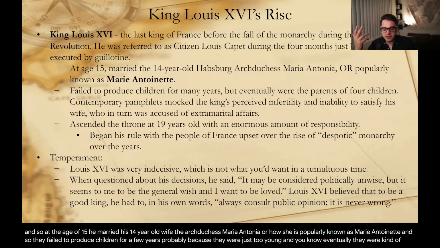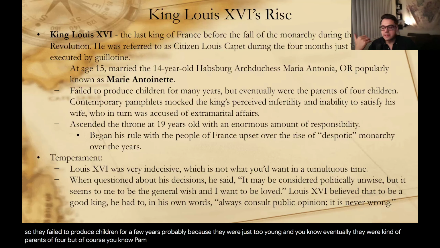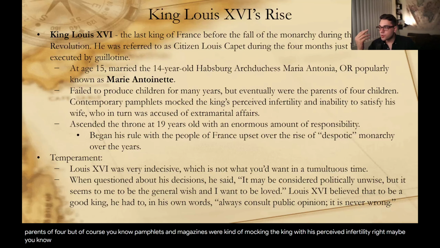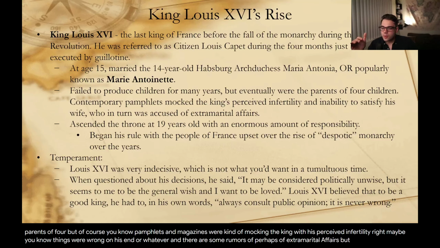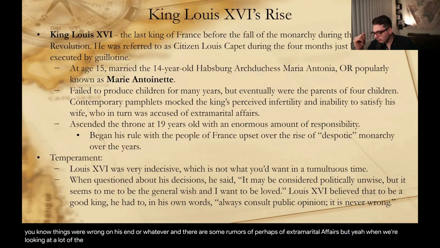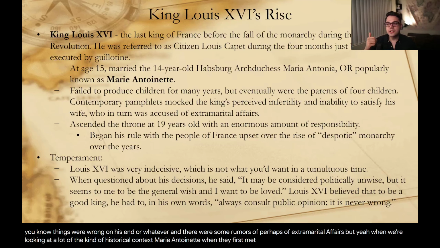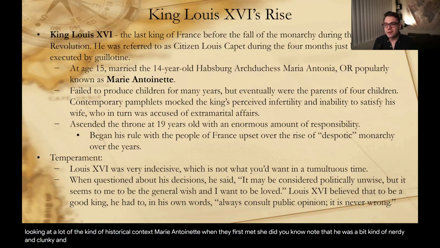Eventually they were parents of 4, but of course, pamphlets and magazines were mocking the king with his perceived infertility, right? Maybe some things were wrong on his end or whatever. And there were some rumors of perhaps extramarital affairs. But when we're looking at a lot of the historical context, Marie Antoinette, when they first met, did note that he was a bit nerdy and clunky, and there was that awkward teenage phase. But I doubt there were any extramarital affairs.